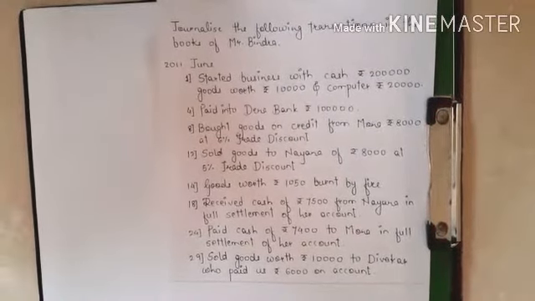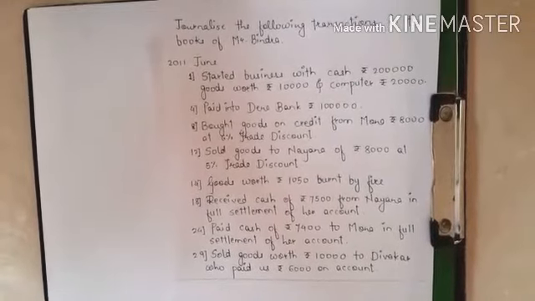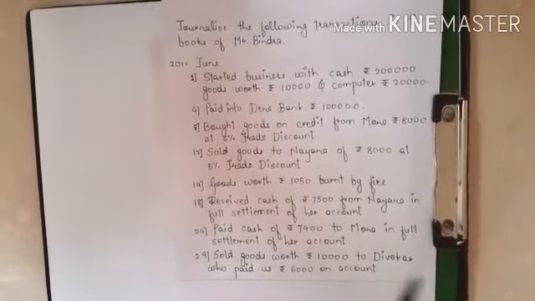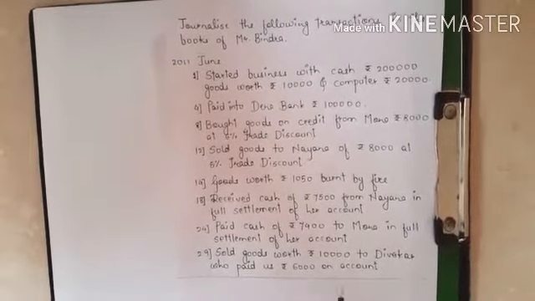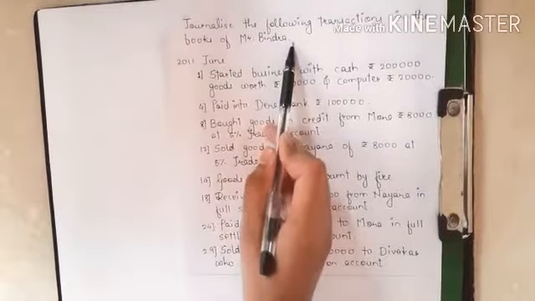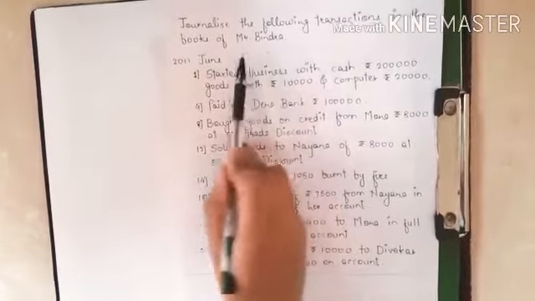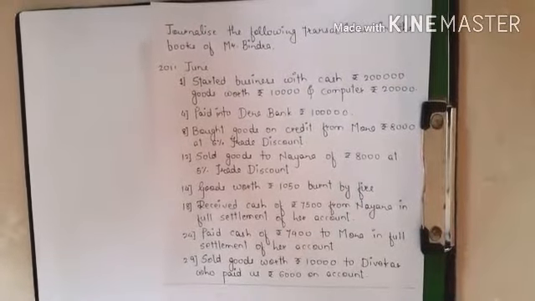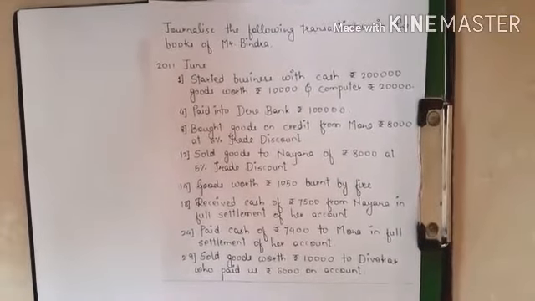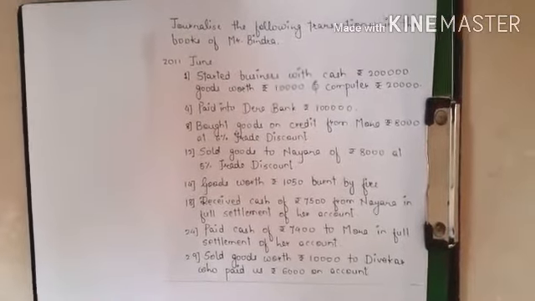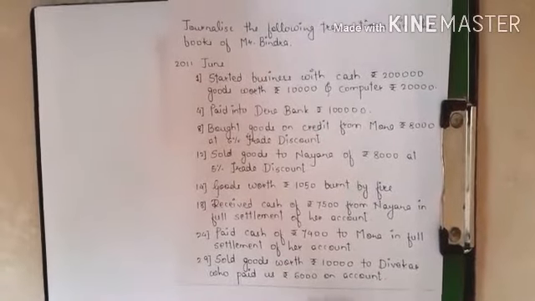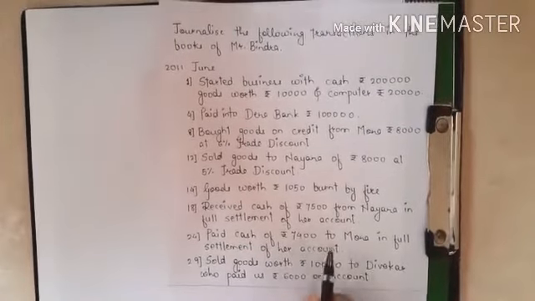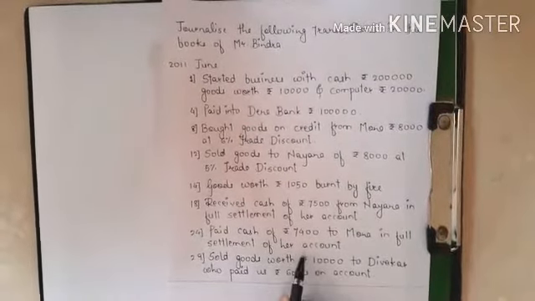That is, she has made the entire payment, whatever she was owing to us, to Mr. Bindra. Sorry, I didn't read the title, but all these transactions are of Mr. Bindra. So we have to record all these transactions in the journal of Mr. Bindra. So let's take the other example. On 24th June, paid cash of rupees 7,400 to Mona in full settlement of her account.